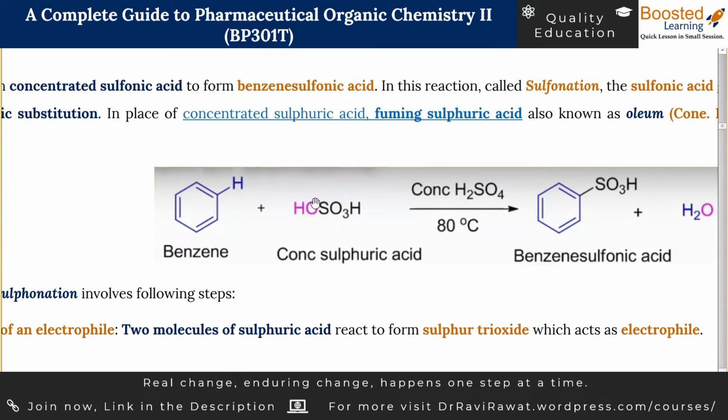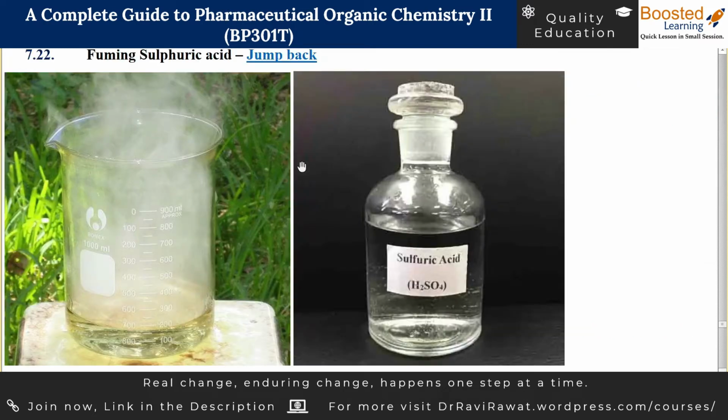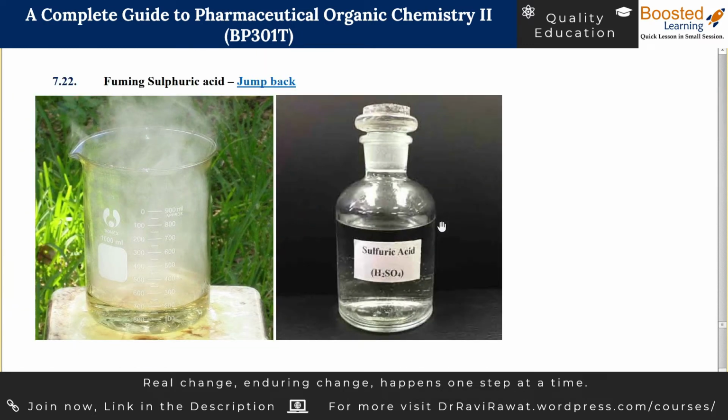So you have two choices in your hand. Either you can use concentrated sulfuric acid, otherwise you can use fuming sulfuric acid. Now these two things are two different things. Concentrated sulfuric acid is different and fuming sulfuric acid is different. Concentrated sulfuric acid simply means a solution which has a high concentration of sulfuric acid, probably up to 98%. This would be called concentrated sulfuric acid.